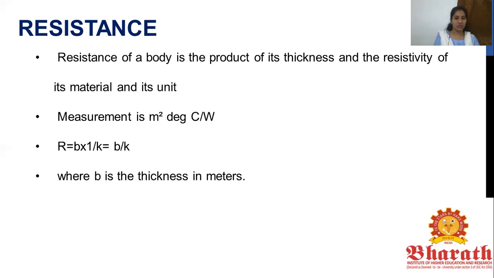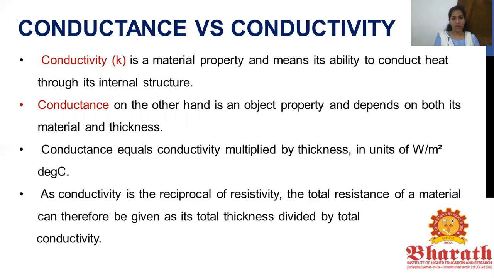So for resistance, you're not only considering the material resistivity, but also the thickness, because that also factors in. As layers and layers go through, the resistance increases. So its overall resistance is what you're trying to calculate. This is measured in meter square degree Celsius per watt. So R, the resistance, is the thickness B multiplied by your resistivity value, which is 1 by K. So it's given by B by K, where B is the thickness, usually given in meters. Okay, so I think we have cleared the resistivity, because it's a simple factor.